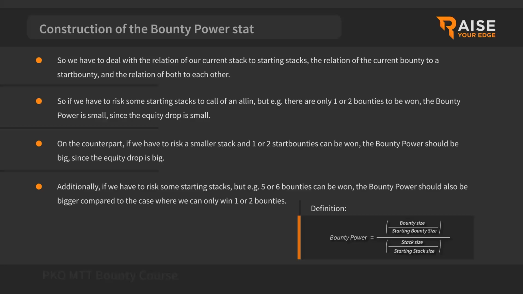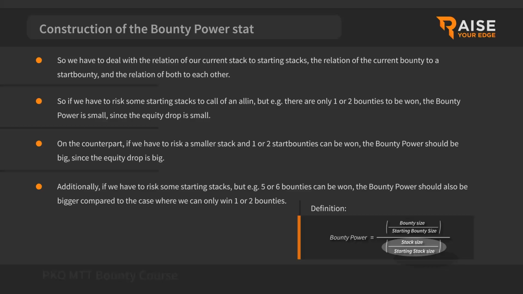So the simple definition of the bounty power now would be that we are taking the actual bounty size, dividing this by the starting bounty size. So for example, in a $100 PKO, the starting bounty size would be $25. If we can win now, for example, $50, so 2 start bounties, then this would be 2. And we divide this relation, bounty to starting bounty size, by the relation stack size to starting stack size.